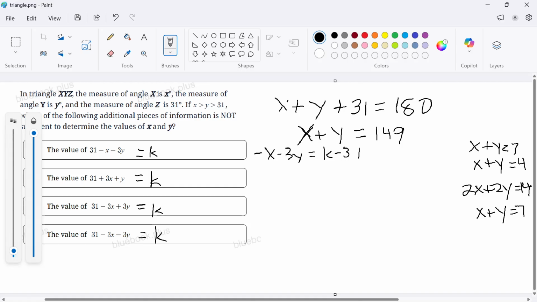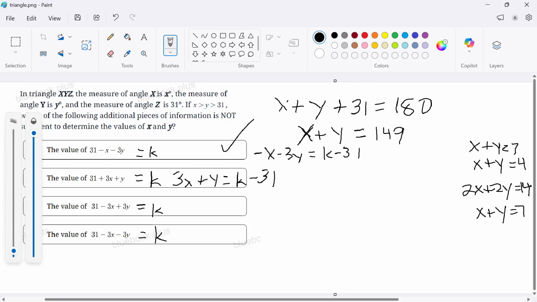It's not x plus y. It's negative x minus 3y, or x plus 3y equals, I just multiply the other side by negative. So that's a new relationship. So that one works. It's a second relationship. This one, if I have 3x plus y equals some constant minus 31, it's a new relationship. 3x plus y equals some constant. It's not x plus y.